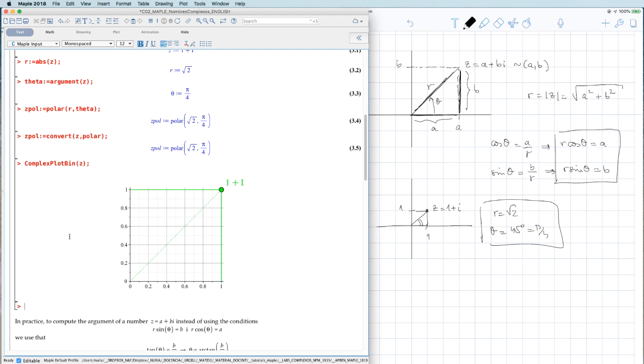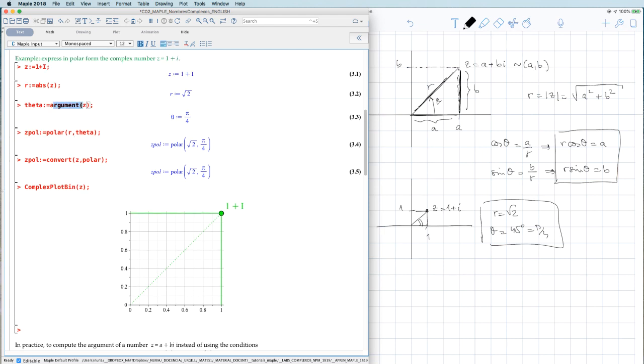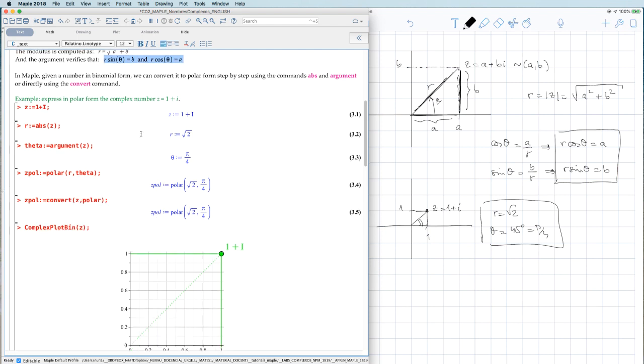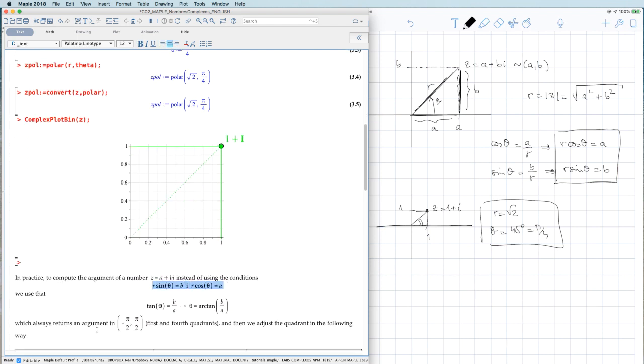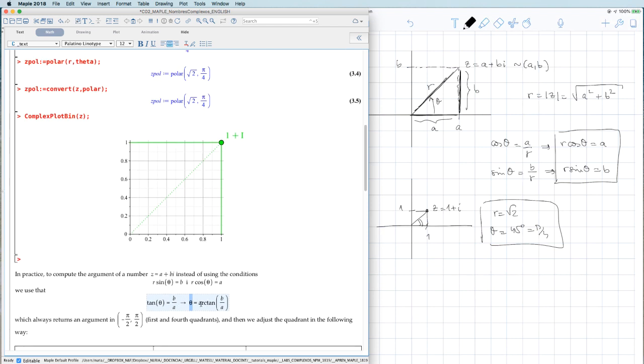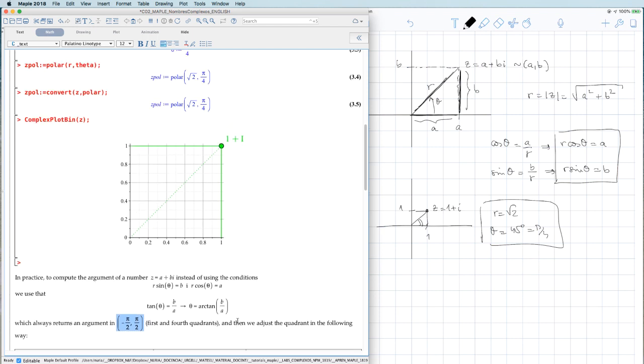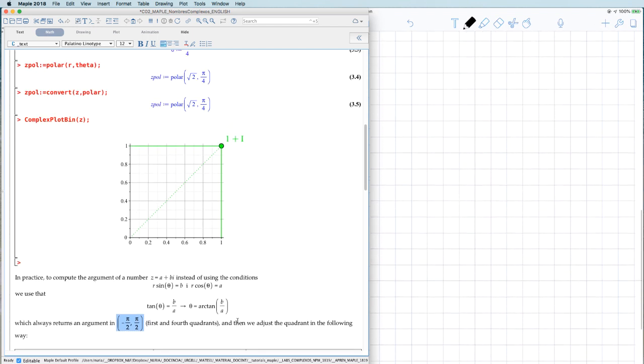Okay. So in practice, in order to compute the argument, we have two conditions. So instead of using these two conditions, what we do is we use the tangent. So the tangent of the argument is going to be b divided by a. So we can use the arctangent command to recover the argument. But there's only one thing that we have to take into account, which is that the arctangent command always returns arguments which are between minus 90 degrees and 90 degrees. So we always have a number which is in the first and fourth quadrants. And if our number is in the second or third, we need to adjust the angle. Okay, so let's see how we do it.